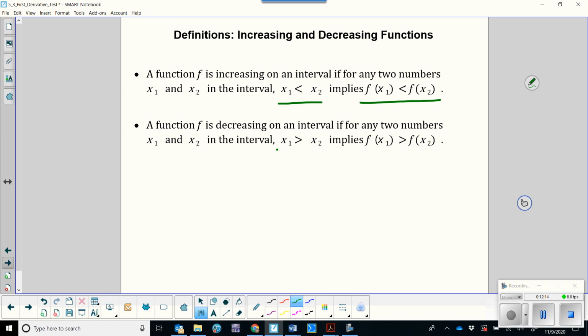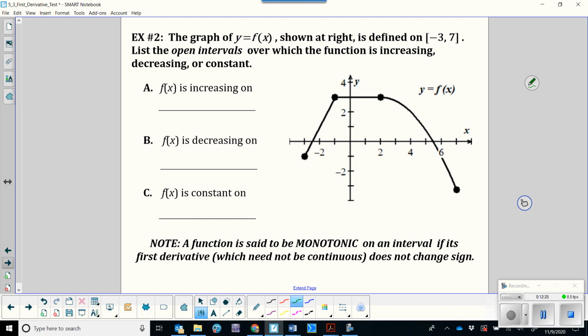Same thing's true, but here if the x is to the right, so you have a bigger x to the right, then its function value would be above the other function value, okay? That's the formal definition. We're going to look at it by answering it with calculus stuff, looking at different things.